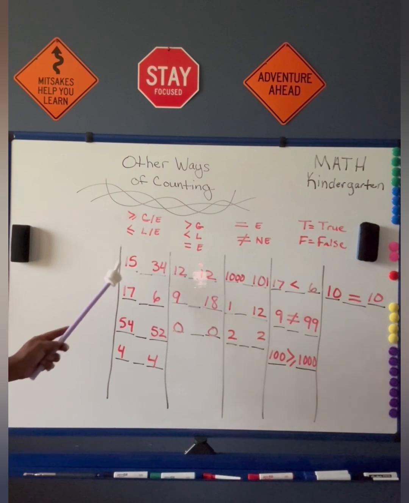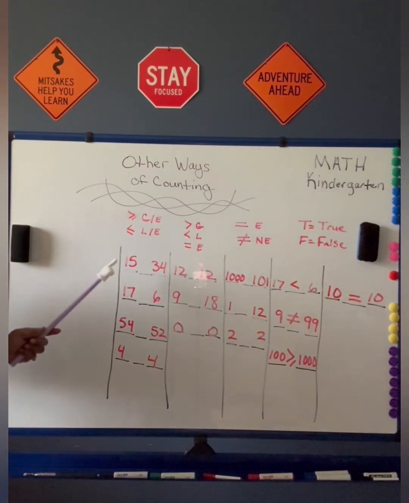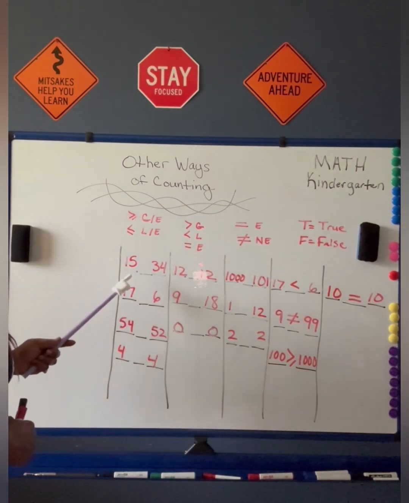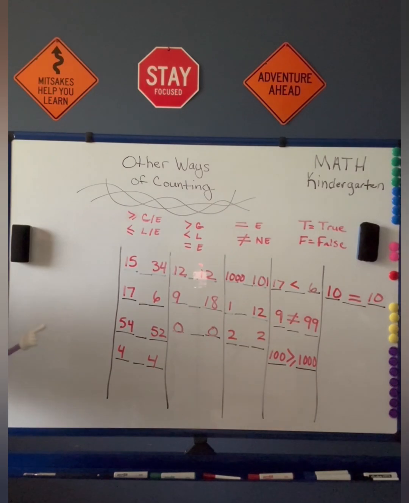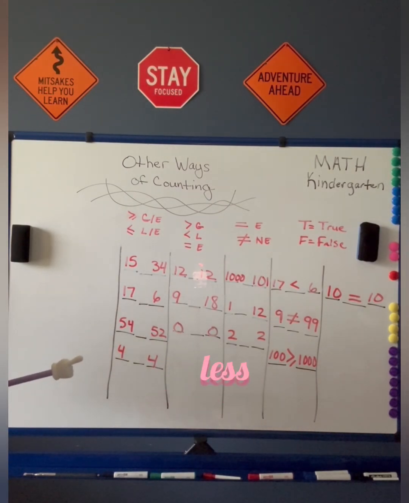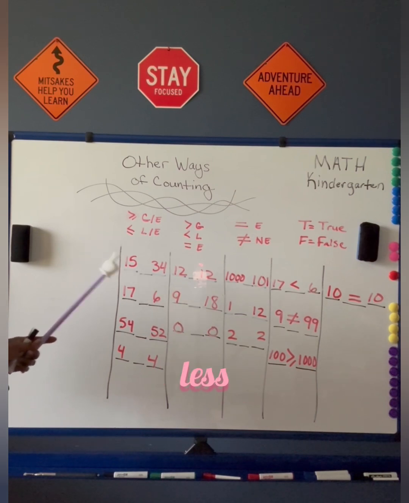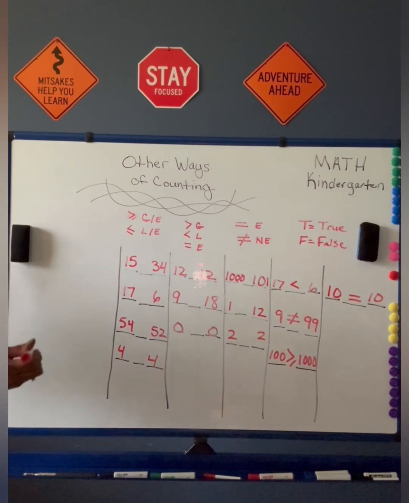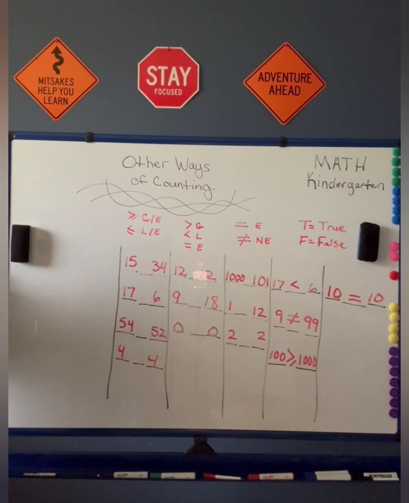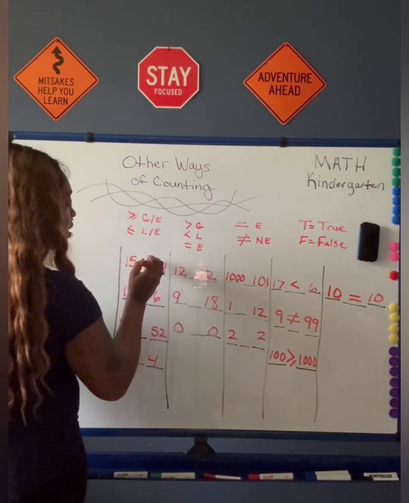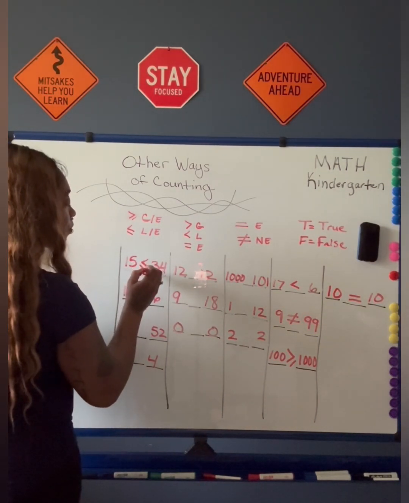Let's start with the 15 and 34. Is 15 less than or equal to or greater than or equal to 34? 15 is less than or equal to 34. If you said 15 is less than or equal to 34, you are absolutely correct. 15 is less than 34.